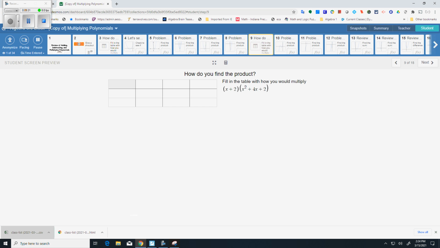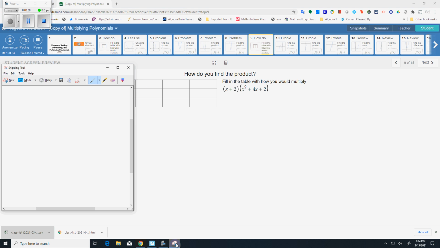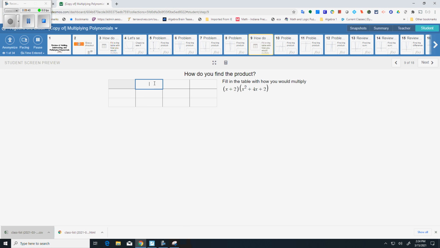So then on to this one. This one just wants you to use the box method again, like show how you would use it. I'll type in the letters. So your x squared would go there. Your 4x would go there. And your positive 2 would go there.